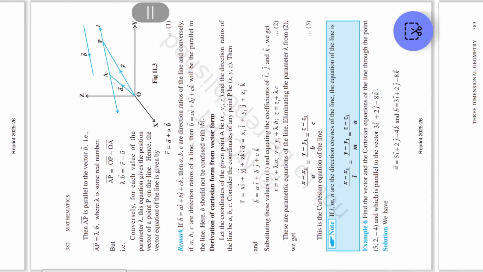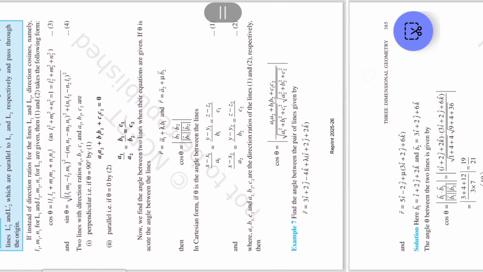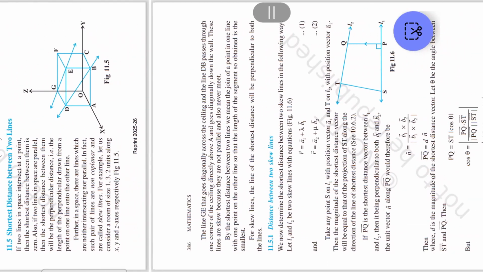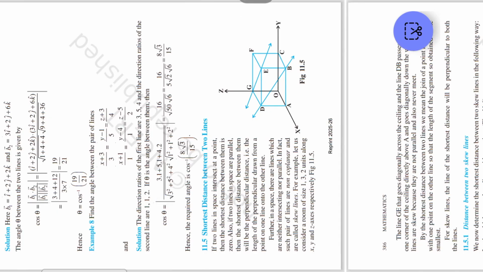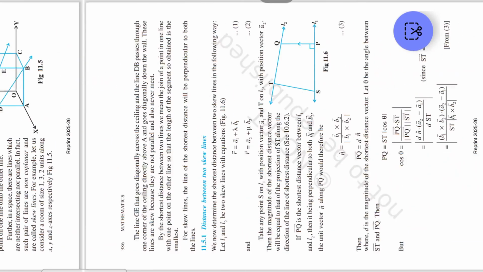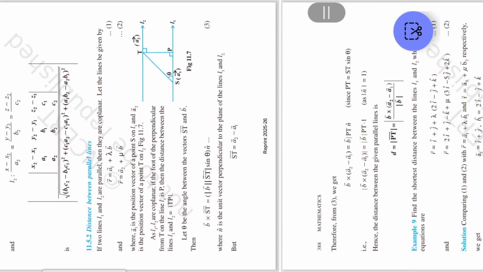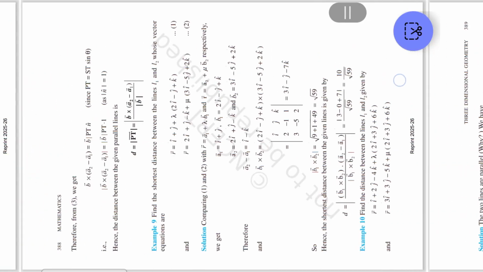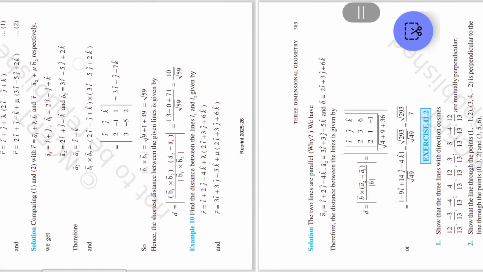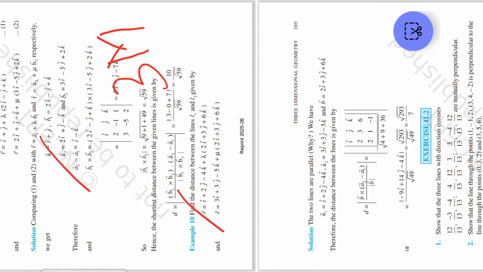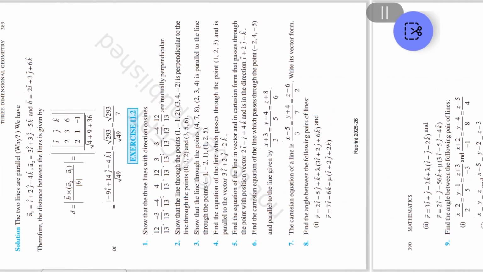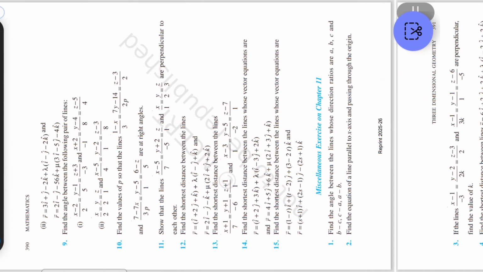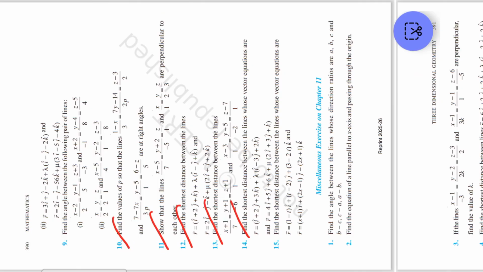And in this chapter, example questions are also sometimes asked. Question numbers 8, 9, 10 are all 3 marks questions. And exercise 11.2 is important for 3 marks. Exercise 11.2 sometimes asks only these questions: 10, 11, 12, 13, 14, 15.